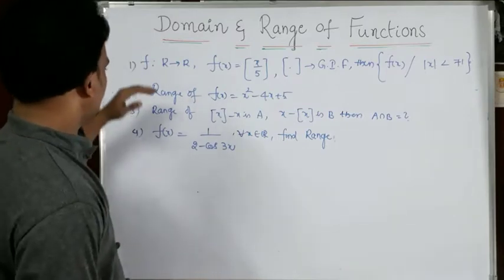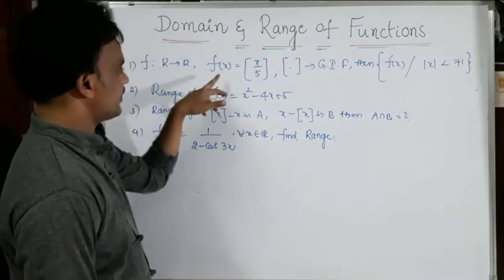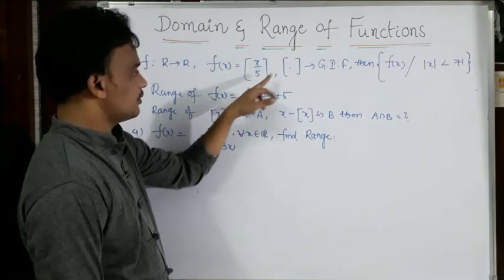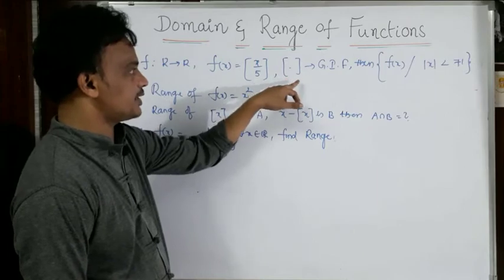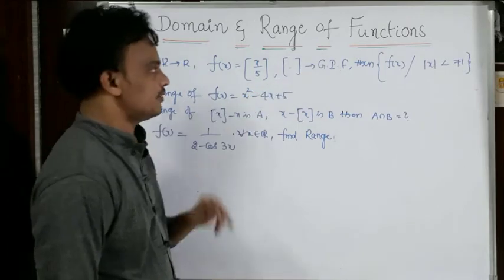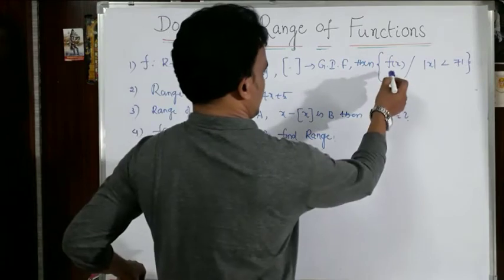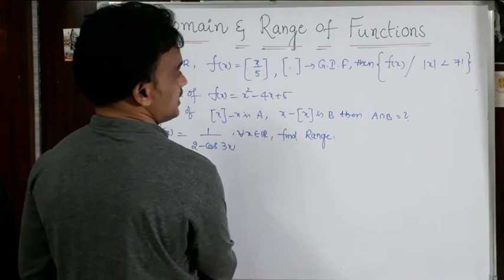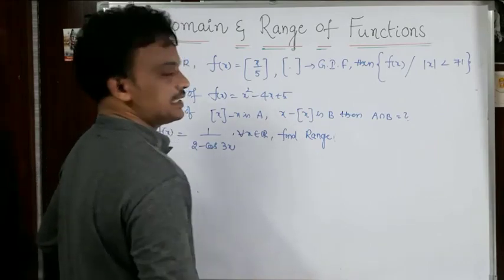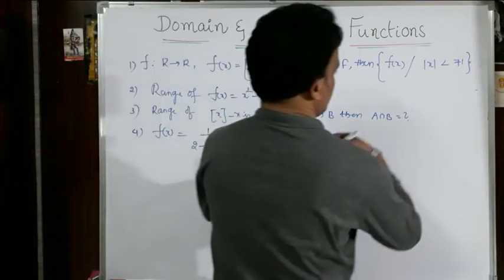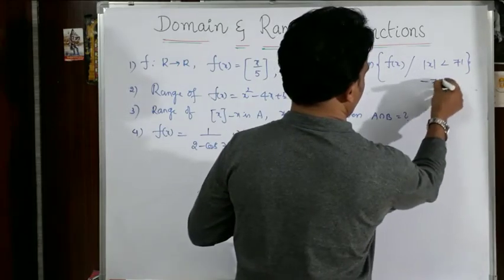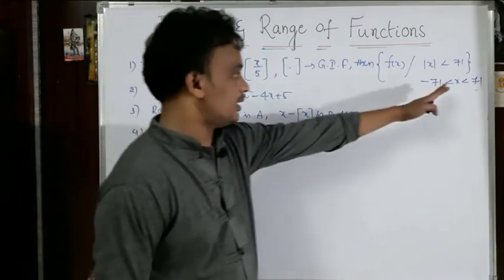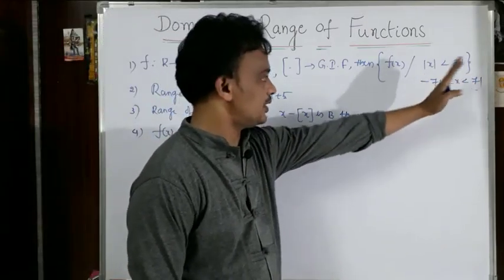Come on. So f from R to R defined by f of x equals step of x by 5. What is this? Step of x by 5. This bracket represents the greatest integer function. Then finally we are going to find the range of f of x, for all x with modulus of x less than 71. What is the meaning of modulus of x less than 71? It means x lies between minus 71 to plus 71. So they have already given the domain, x lies between minus 71 to plus 71.